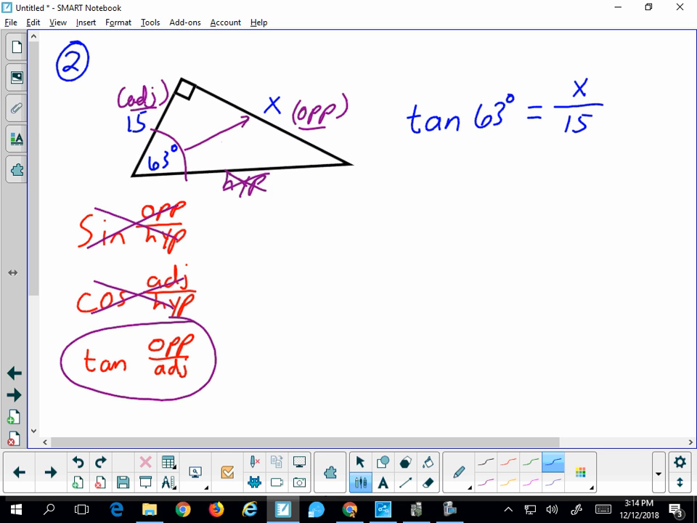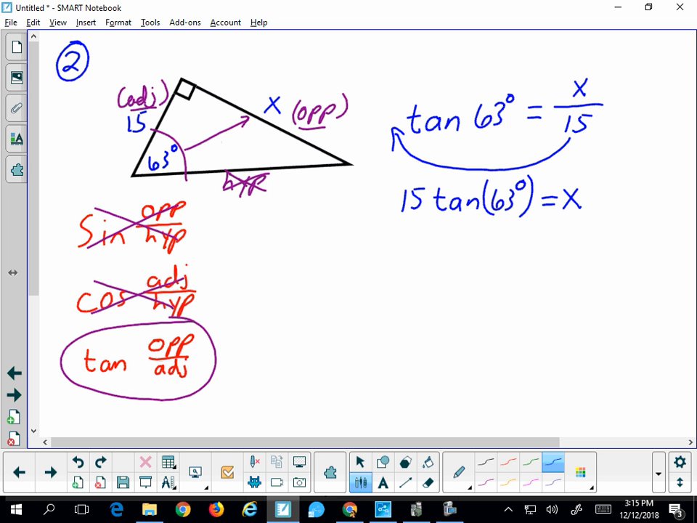So all I'm going to do here is move my denominator out to the front. That isolates my x: if I just slide my 15 out to the front, I'll have 15 times tangent 63 degrees. This is exactly how I'm going to type it into the calculator.